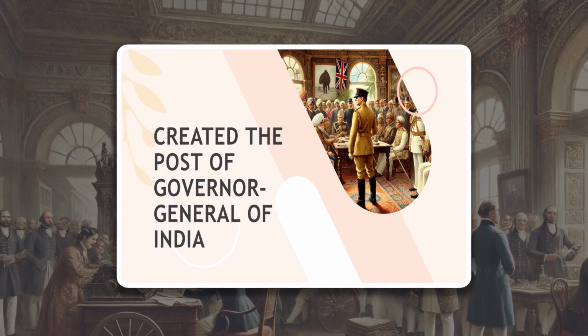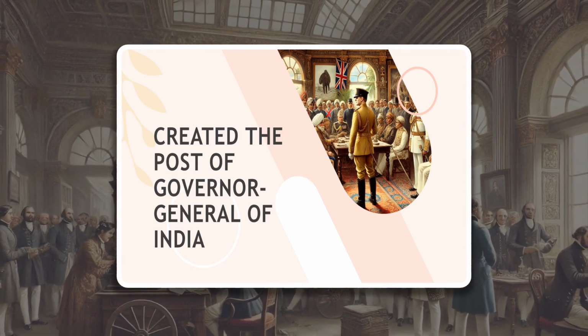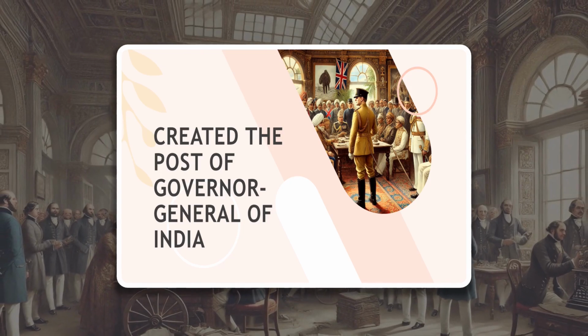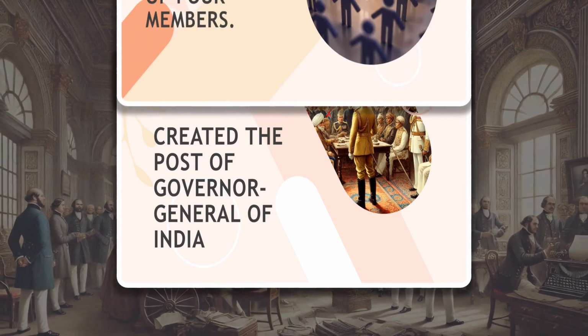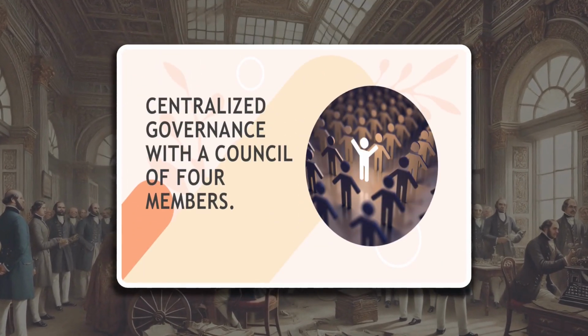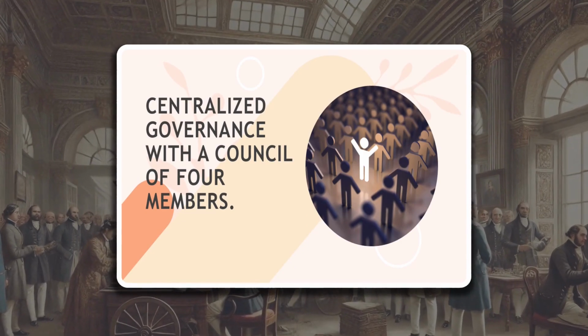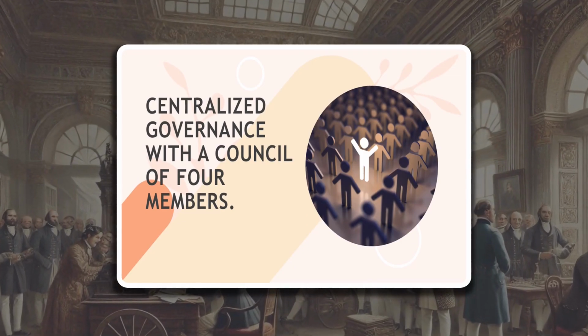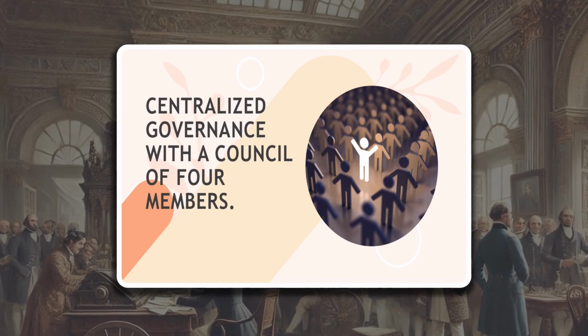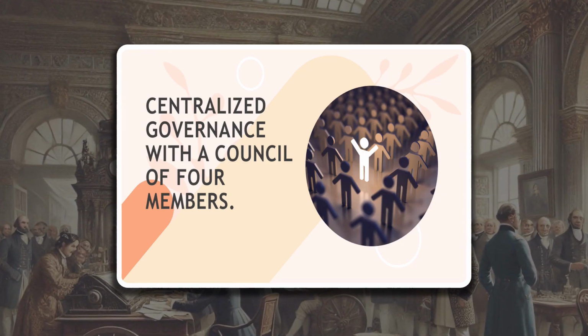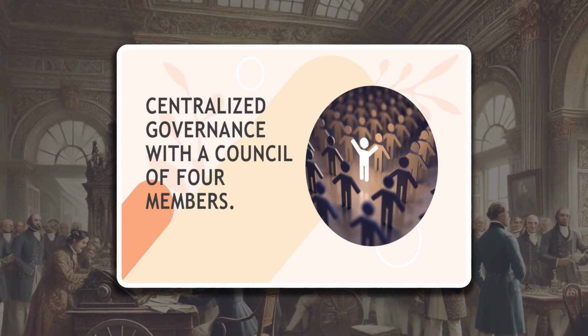Previously, the Governor-General had a limited role, often overshadowed by the influence of the East India Company's officials. After the Pitt's India Act, the Governor-General became the highest authority in India. The Governor-General would have full control over the military and political matters in India. The Act also established a Council of Four, which acted as advisors to the Governor-General.